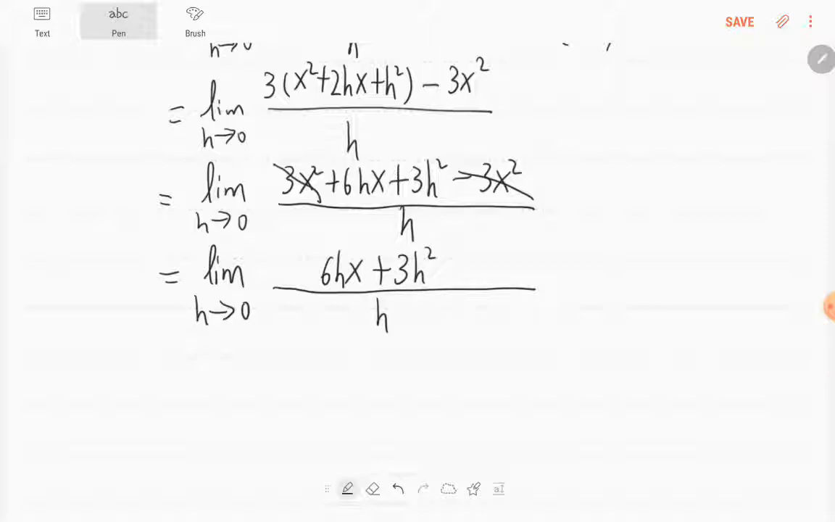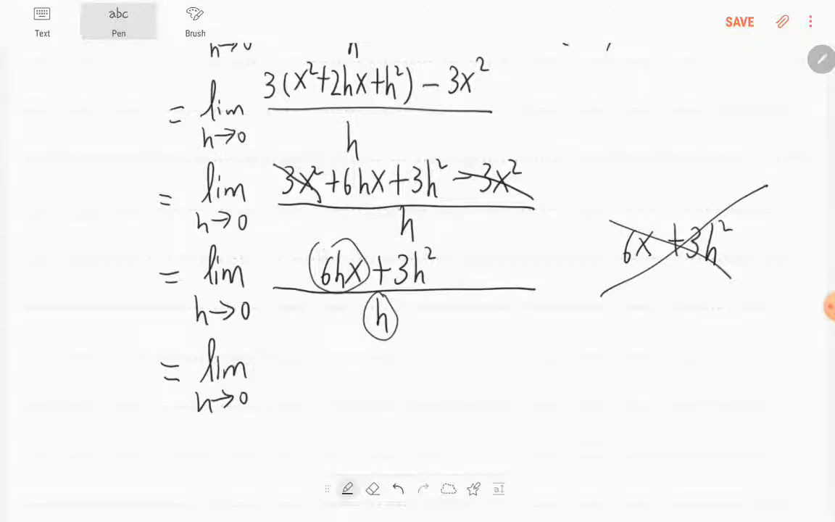So how to simplify it? We divide by h for each term, right? We always have students make mistakes. They divide by h for just one term, then they say it's equal to 6hx divided by h equals 6x plus 3h squared. This is wrong because you need to divide h for each term on the top, right? So this becomes 6x plus 3h.